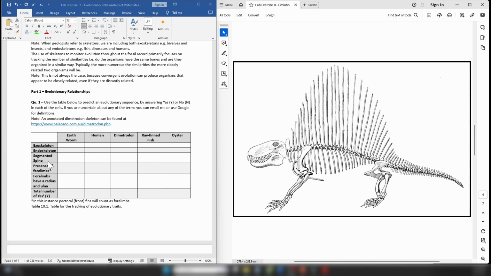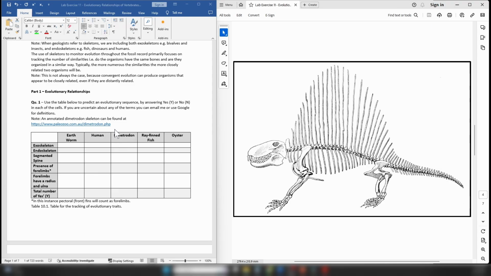Segmented spines, once again, if they do have a spinal column of some kind, is it split into separate vertebrae? Presence of forelimbs, do they have them? Once again, I need to note that the front fins of fish would be considered forelimbs in this instance. And then do those forelimbs have a radius and ulna? So you're probably thinking, right, I can work that out for most of these organisms, but what about Dimetrodon?